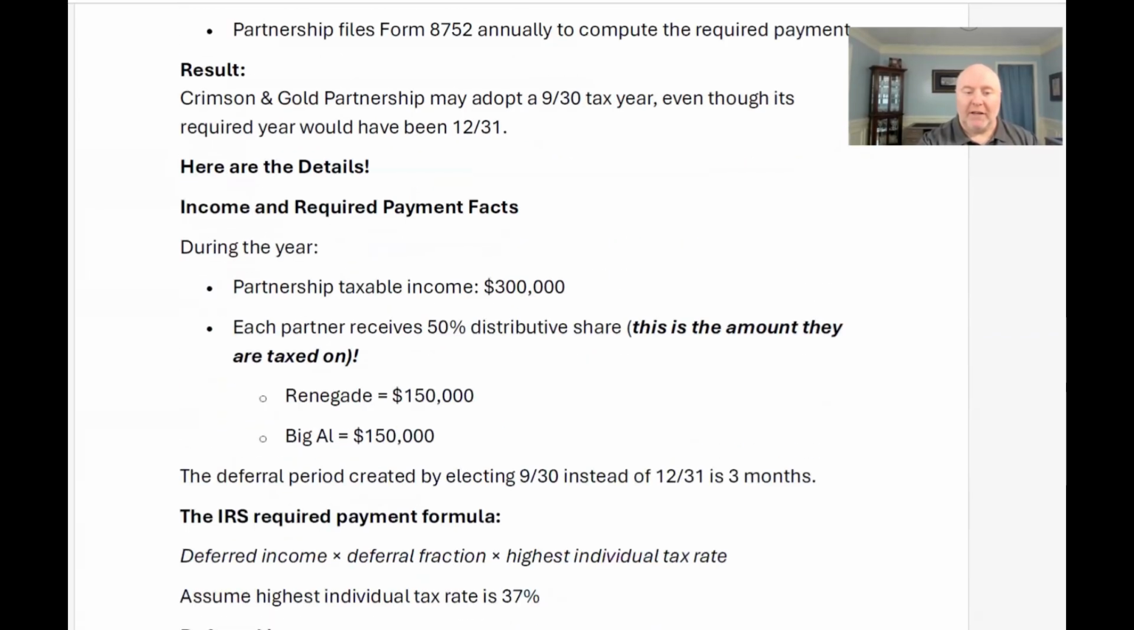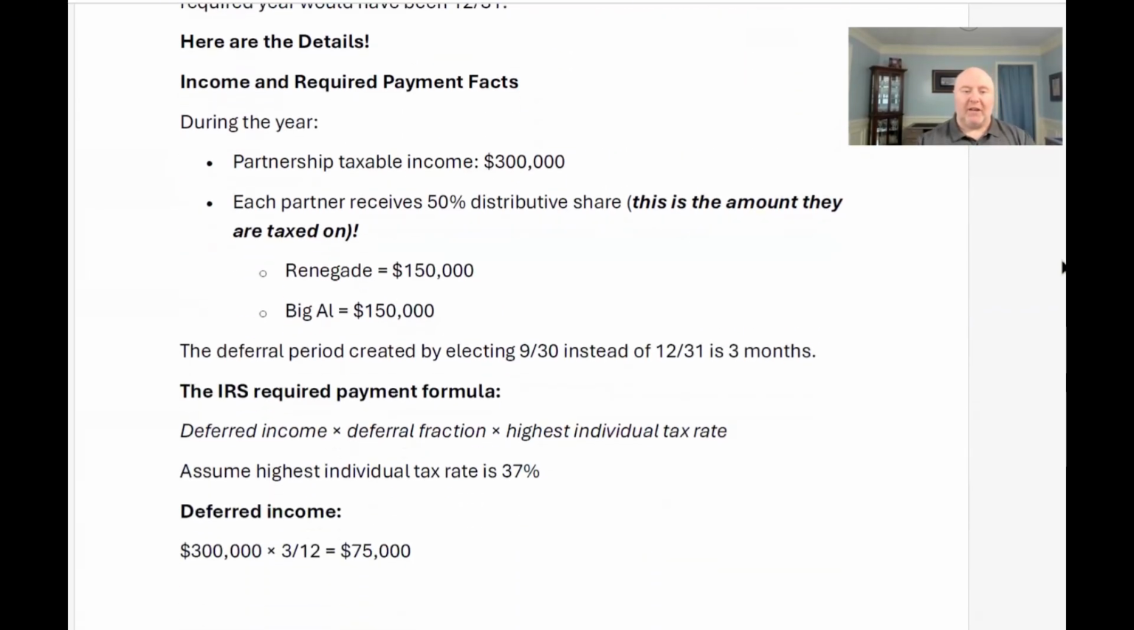Now, as we come down here, we can say, here's the details. During the year, we're saying the partnership had taxable income of $300,000. Now, what we pay taxes on for each of our owners, so Big Al and Renegade, is going to be their distributive share. Well, their distributive share is their portion of the taxable income because we know our partnership does not pay taxes. And if this stuff isn't making sense, please go back to the earlier partnership videos to go through this process so you understand what distributive share is and how they're taxed.